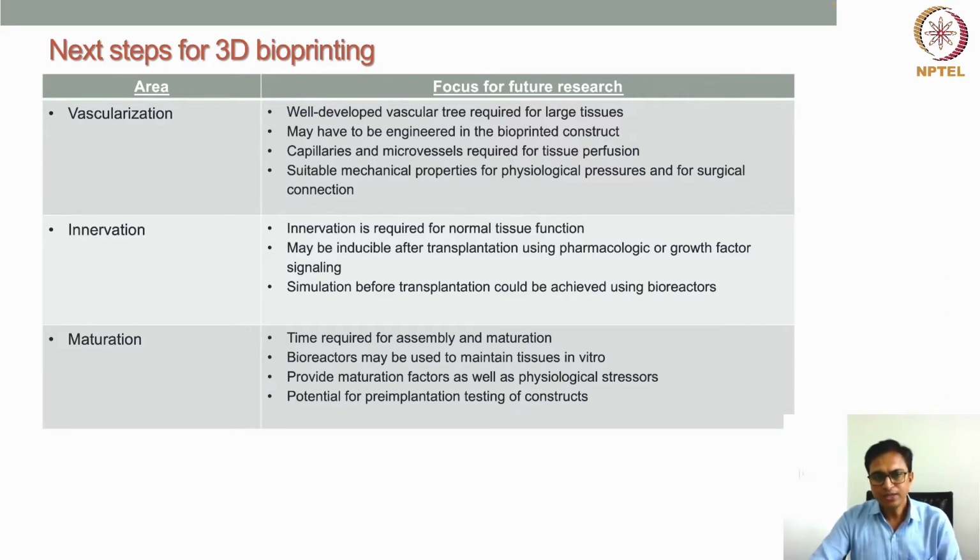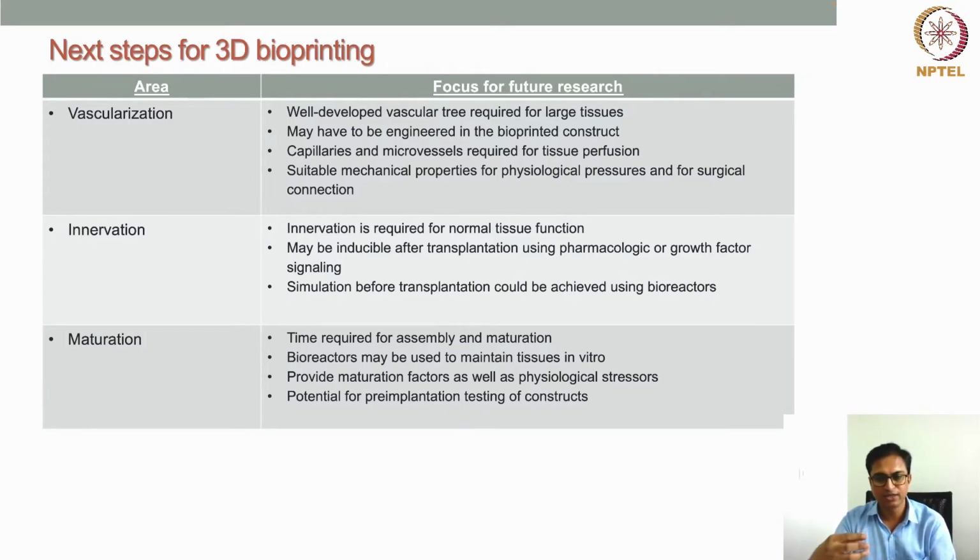can get nutrition, they can get oxygen, and they can survive and sustain. Other than this, suitable mechanical properties for physiological pressures and for surgical connection are also very much required when you are trying to develop blood vessels. As we have discussed earlier, they should have an appropriate burst pressure. Suppose we connect it to an artery where there is a huge pressure during the systolic event, then with that pressure there should not be a bursting of the blood vessel. They can actually work in that physiological pressure range very well.